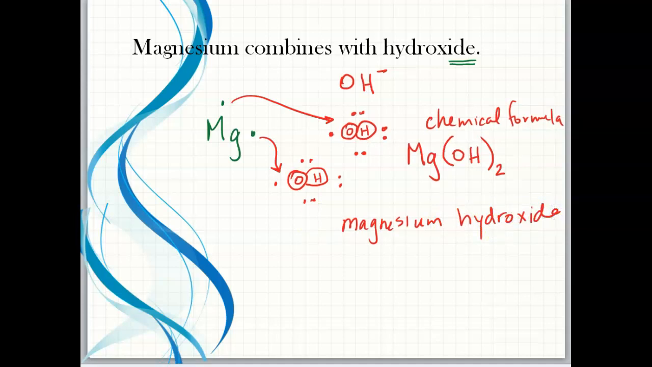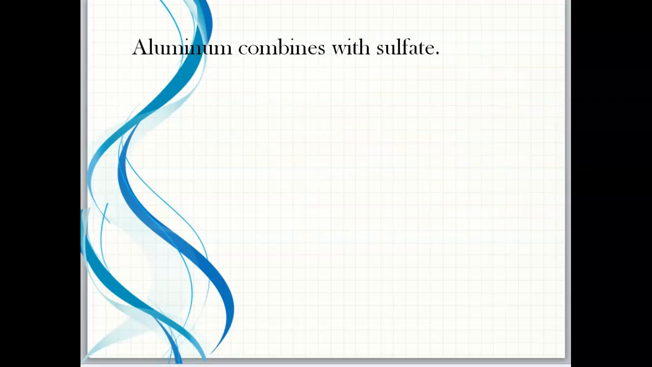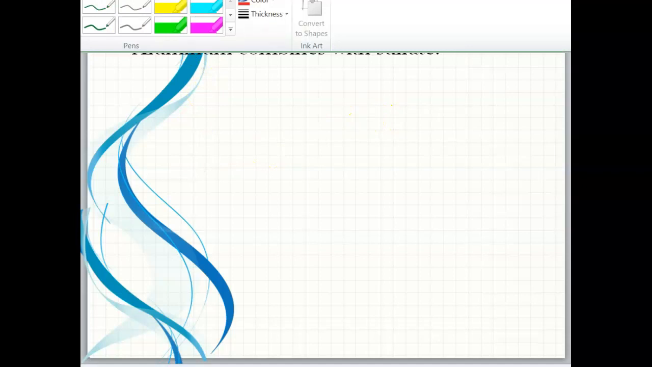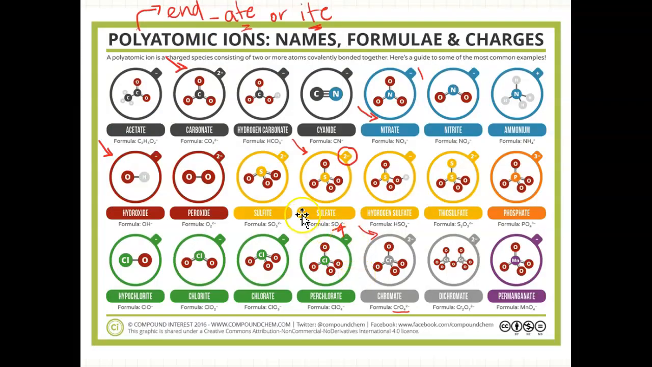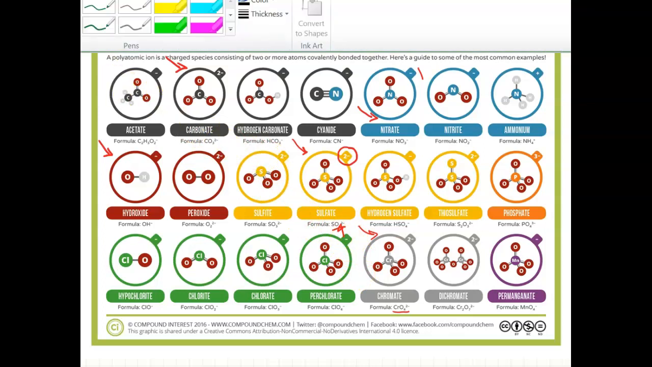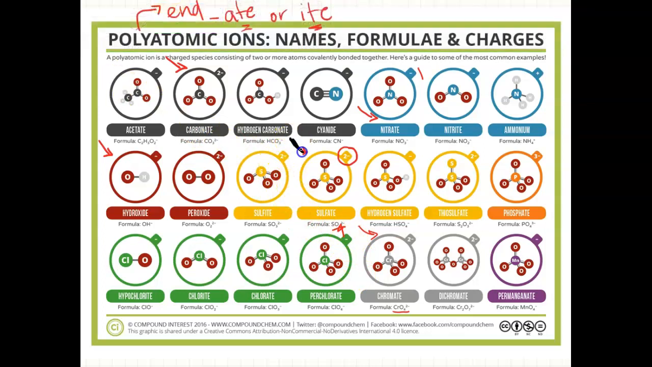All right, we're going to work on one more. This is aluminum combines with sulfate. So let's start by drawing aluminum. Aluminum is number 13 on the periodic table, and it tells me that it has 3 valence electrons. So I'm going to take a look at what sulfate is. Remember that ATE ending gives away that I have a polyatomic ion, and you'll notice right over here I have my sulfate. It is S with 4 O's with a -2 charge.